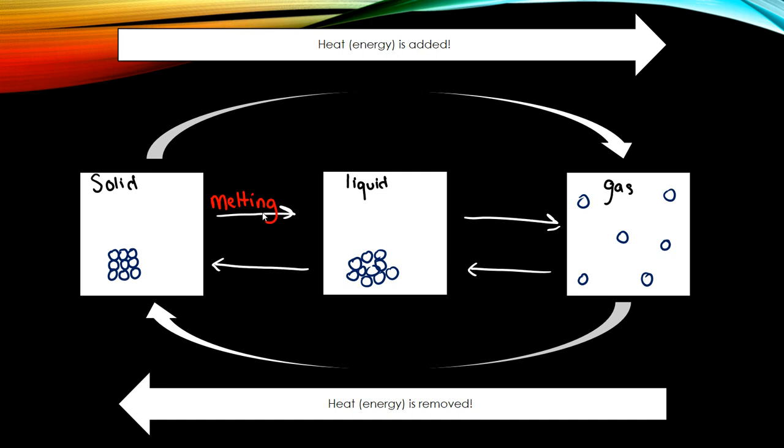If you add more energy to that liquid water and it gets them moving fast enough that they start to space out and really spread out, they change to a gas. That's called vaporization. There's two types of vaporization. There's boiling or evaporation.